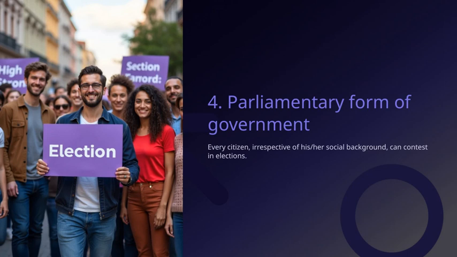Now, let's move on to slide 6, which covers the parliamentary form of government. One of the most important aspects of this system is that every citizen, regardless of their social background, has the right to contest in elections. This means that the system promotes inclusivity and equal opportunity for all. It ensures that leadership is not restricted to a certain class or group, but is open to everyone. This openness helps strengthen the democratic nature of the government, making it more representative of the people's will. As we continue exploring different governance structures, keep in mind how this principle of inclusivity plays a vital role in shaping a fair and participatory democracy.